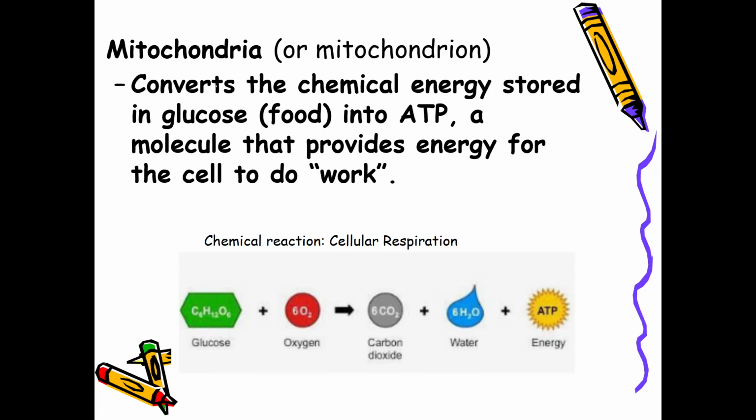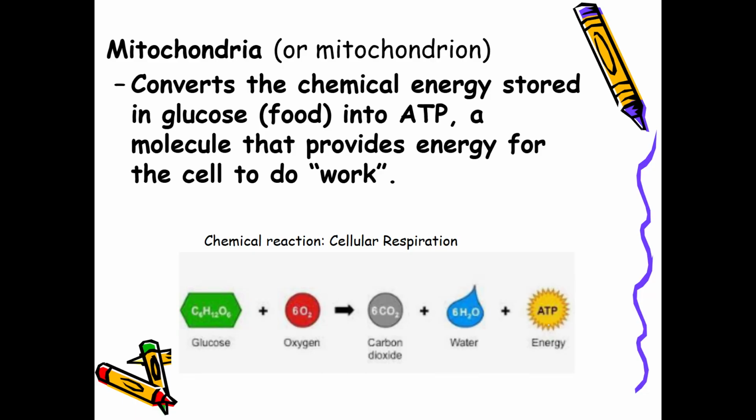So mitochondria converts the chemical energy stored in glucose into ATP. And ATP is a molecule that provides energy for the cell to do work. So what I want you to write down is mitochondria converts chemical energy in glucose into ATP.